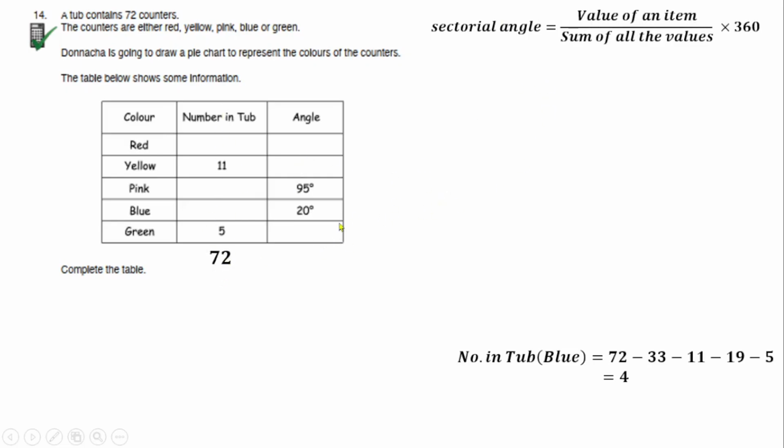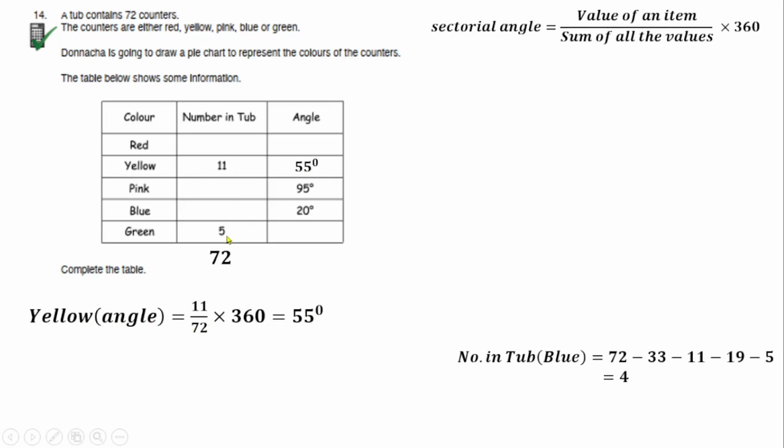Therefore now let's see, where do we go from here? Now for this yellow, we know the number of tubs there, so we can easily get the sectorial angle for yellow. We can use that to find the sectorial angle. So that will be 11 over 72 multiplied by 360. That will give us the sectorial angle for yellow. So yellow angle will be 11 over 72 times 360. That will give us 55. So that means 55 is the sectorial angle for yellow.